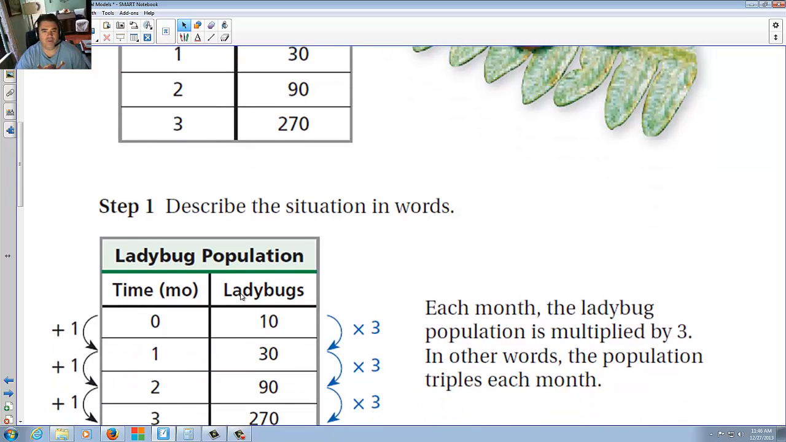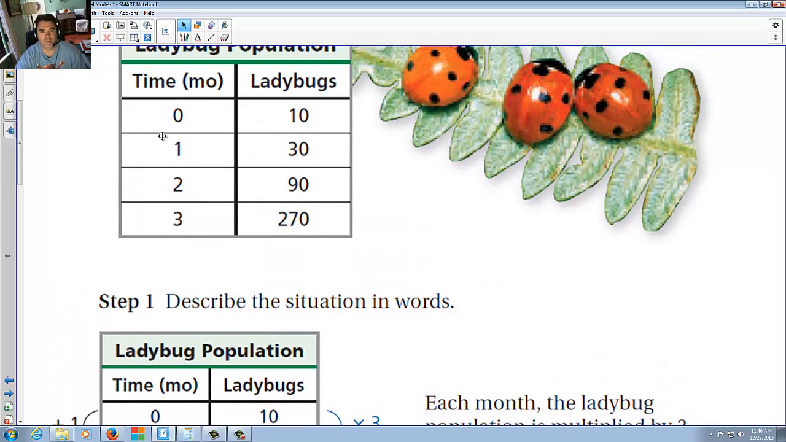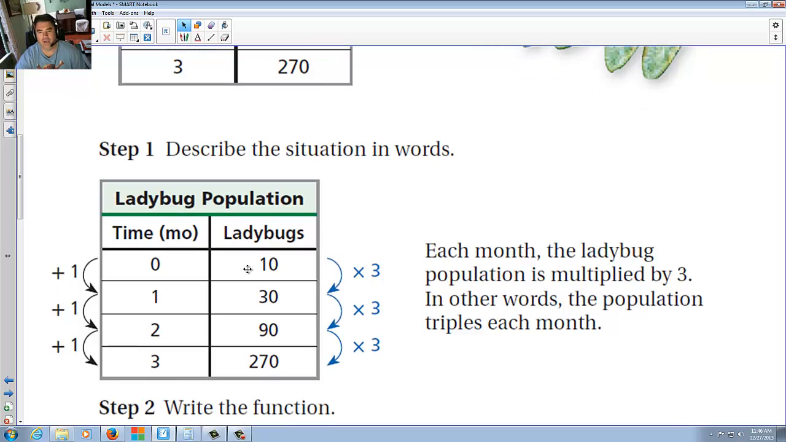Well, first we have to figure out what's happening. Well, I'm going up 1 month every time. That's kind of a given. Now, basically, if you try to do plus or minus, it ain't going to work because you're adding 20, adding 60, adding 180, right? So that's not going to work. When you multiply times 3, times 3, times 3, okay, that does. And so there you have that. Since it's multiplying on the first tier, it's going to be exponential.